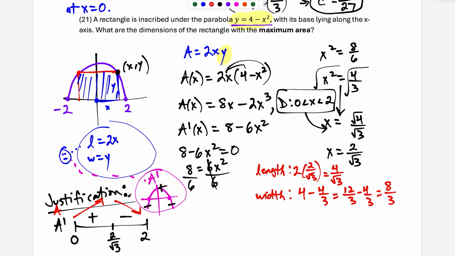So just know this is a very big idea for optimization questions. If you have only one critical point on your domain, and at that critical point you have a local maximum, it's also the absolute maximum. Okay, so this is how we would know that A of 2 over square root 3 is the absolute maximum.